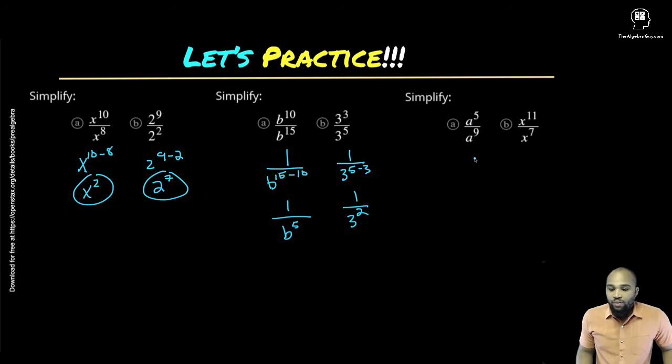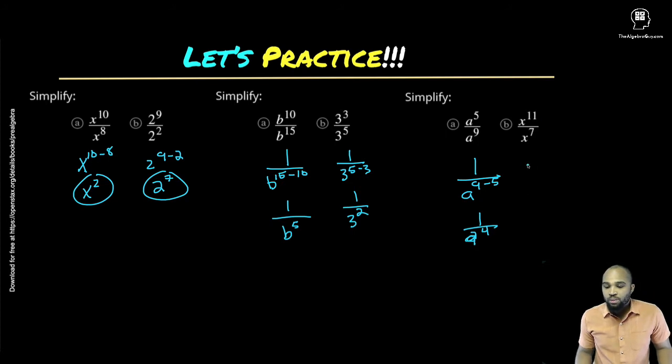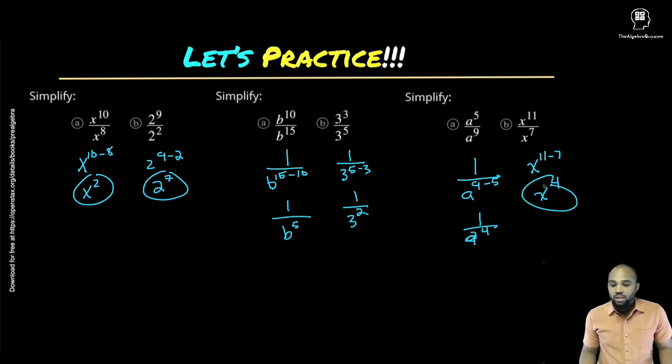On this problem here, we have the same situation where the denominator's exponent is bigger, so we say 1 over a to the 9 minus 5, that's an a, not a 9, a to the 9 minus 5, which is 4. And here, the numerator's exponent is bigger, so I can simply say x to the 11 minus 7, which is 4. And there you go. So that's how you would simplify these expressions.